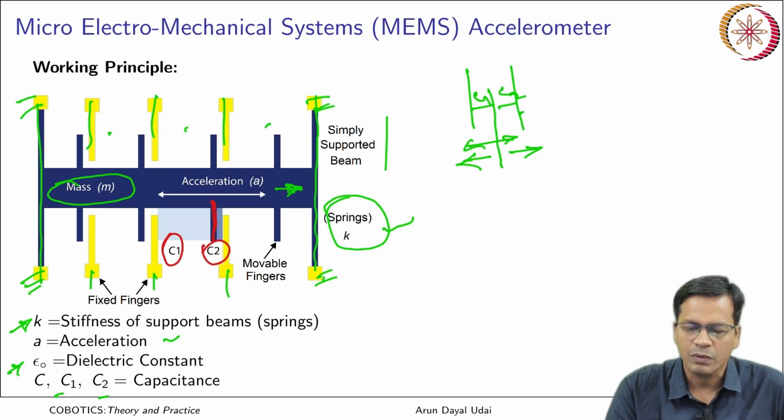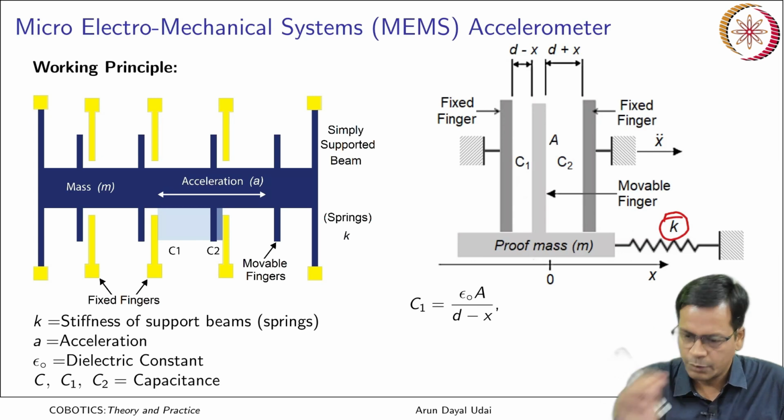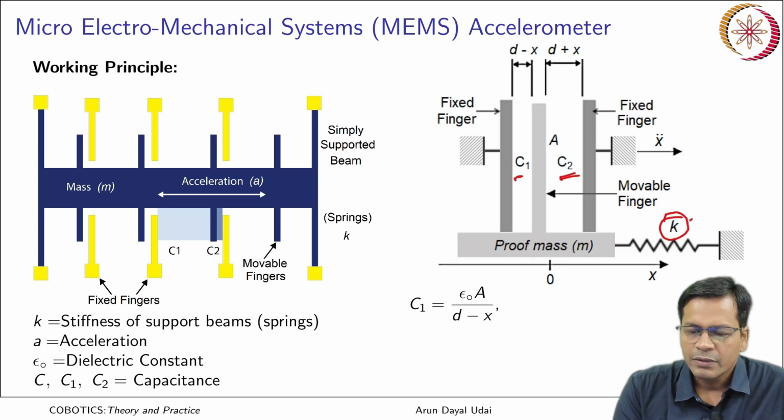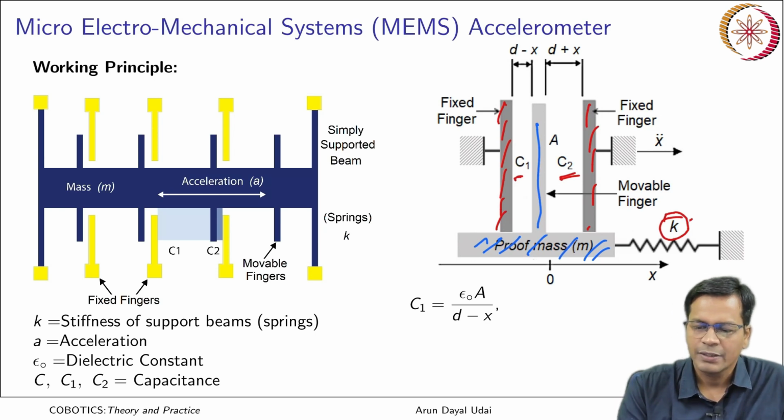Now let us look inside. So you see, this is a proof mass which is floating on a spring of stiffness K. C1 and C2 are the two side capacitances. So these are the fixed fingers, these are the fixed fingers, and the blue one, this is the proof mass, this is the moving finger.